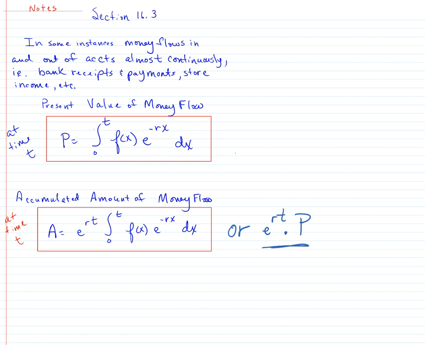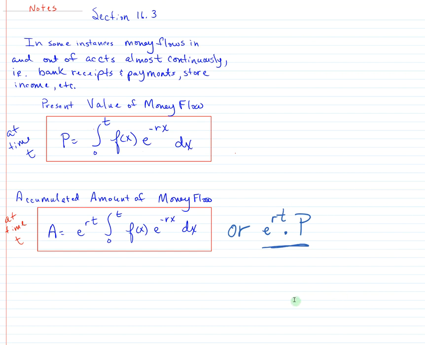This is section 16.3, and it's about continuous money flow. In some instances, money flows in and out of accounts almost continuously, like bank receipts, payments, store income, etc. The money's going all the time. And so we have a formula called the present value of money flow at time t.